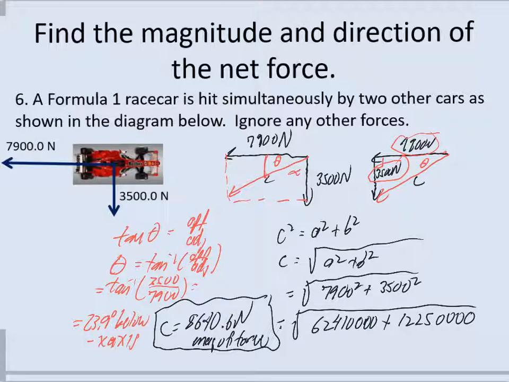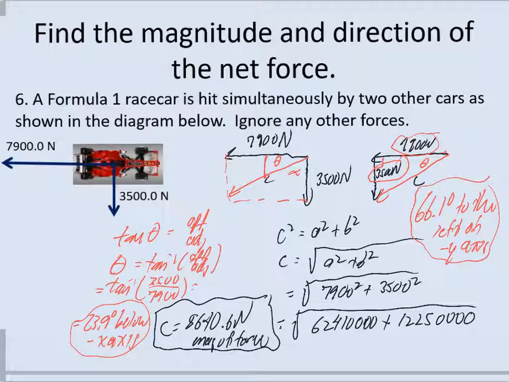This angle here. And then if we wanted to write it in a different way, we could just subtract that from 90. 90 minus 23.9 is 66.1 degrees, and that would be to the left of the negative y-axis. So that would be an appropriate direction as well. Either one of these directions will be fine. The magnitude, there's only one answer for that.